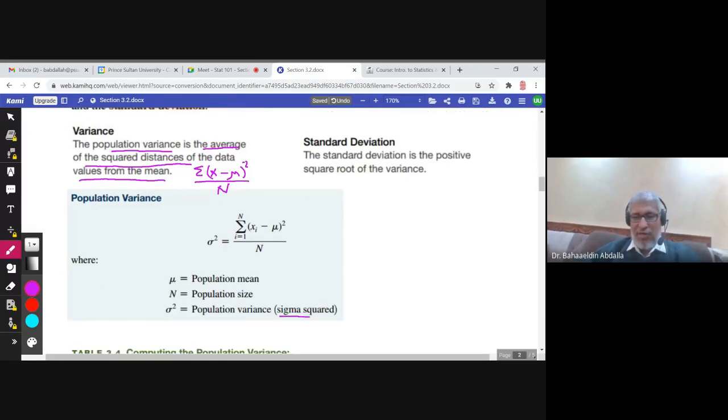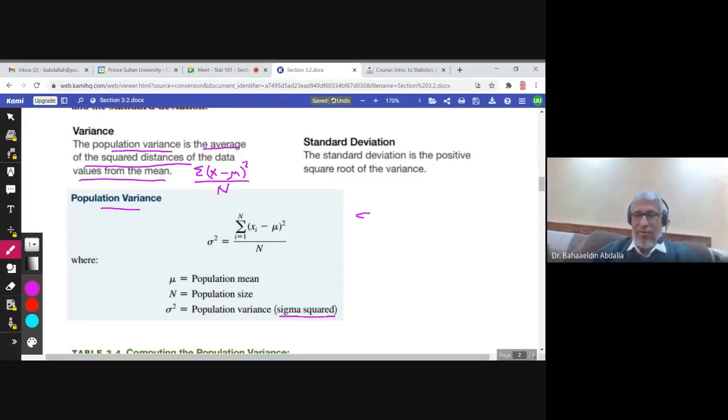So it will be given the symbol sigma. So population variance is sigma squared, and it is summation x minus mu to the power 2 over capital N, the population size, where mu is the population mean.